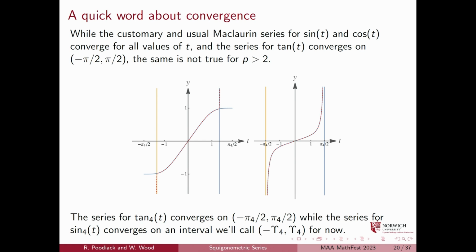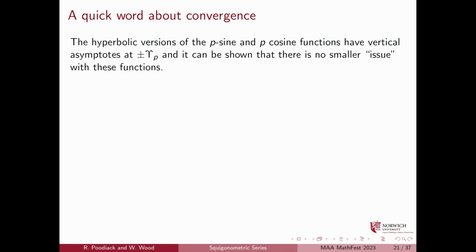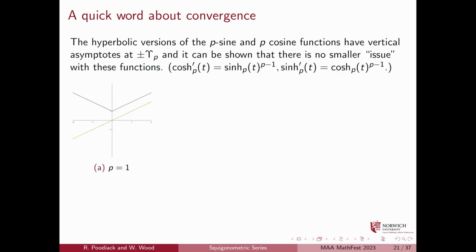And on the right we have tangent 4. The Maclaurin series for the tangent converges between negative pi sub 4 over 2 and pi sub 4 over 2, while the series for sine 4 of t converges on an interval that we'll just call negative epsilon 4 to epsilon 4 for now. And the hyperbolic versions of the p sine and cosine have vertical asymptotes at plus or minus epsilon p. It can be shown that there is no smaller issue with these functions.